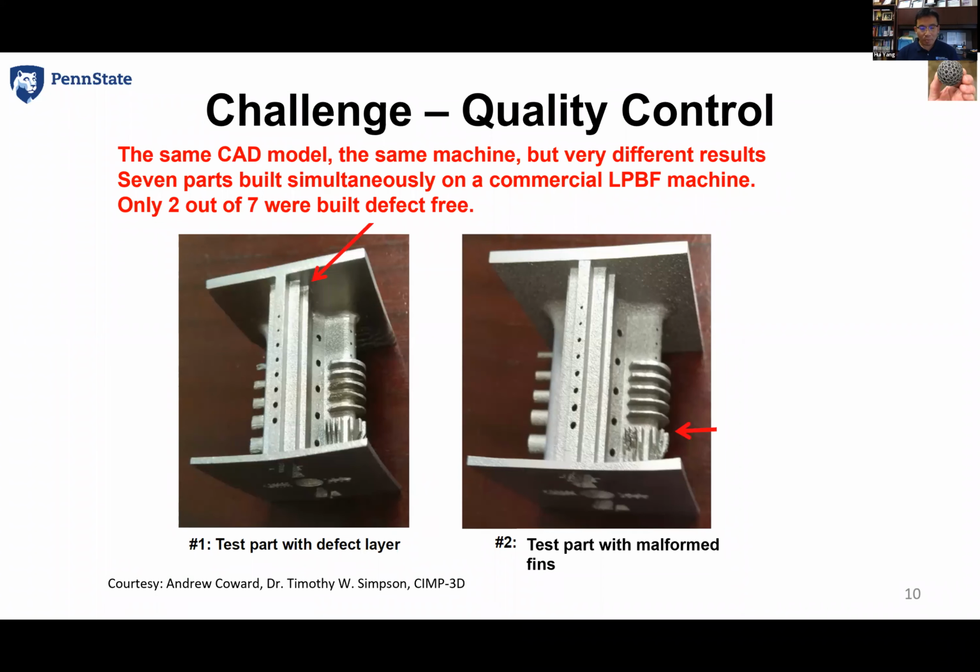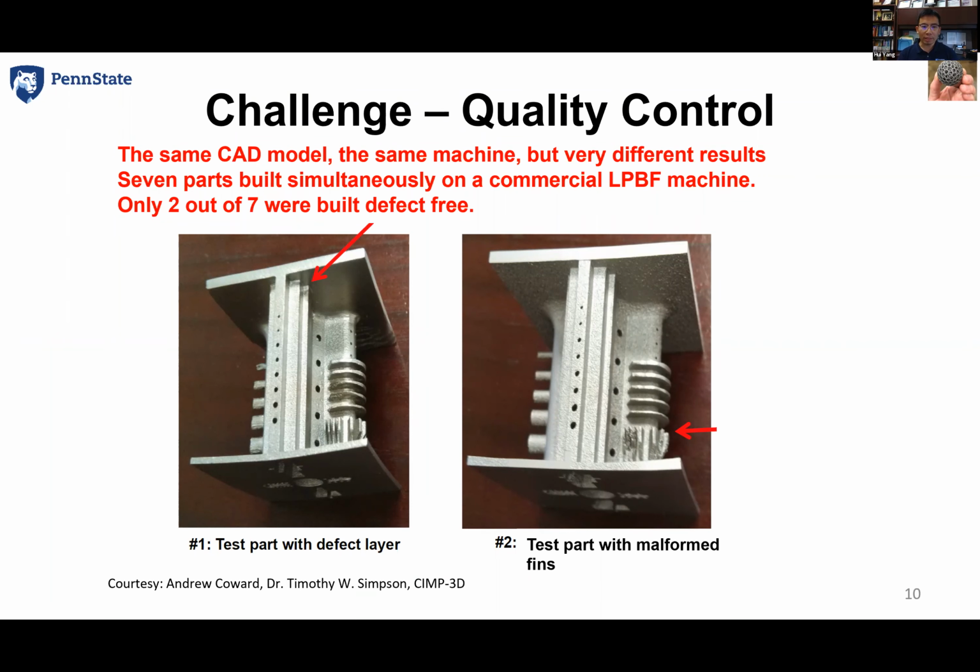So additive manufacturing is wonderful, but there is a great challenge, which is quality control. And this comes to industrial engineering, and also to the IISE QCRE division. We have so many researchers working on quality control. In additive manufacturing, we did a case study at Sim3D. This is from Andrew Coward and Dr. Simpson. We use the same CAD model, the same machine, okay? And we print 7 parts in the same bed, at the same time, but with very different results.